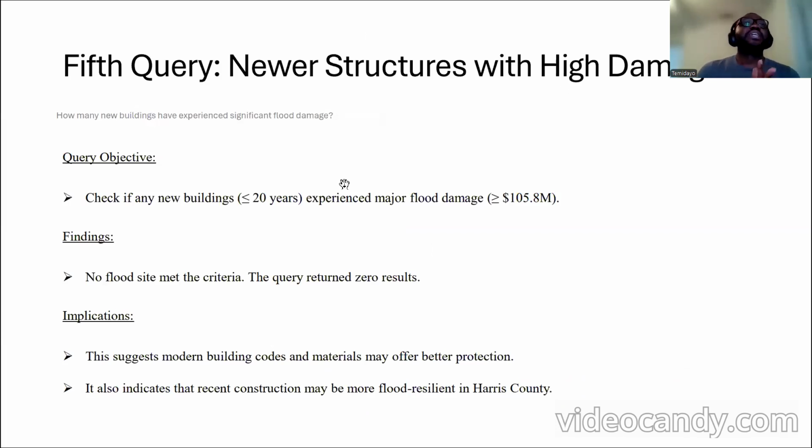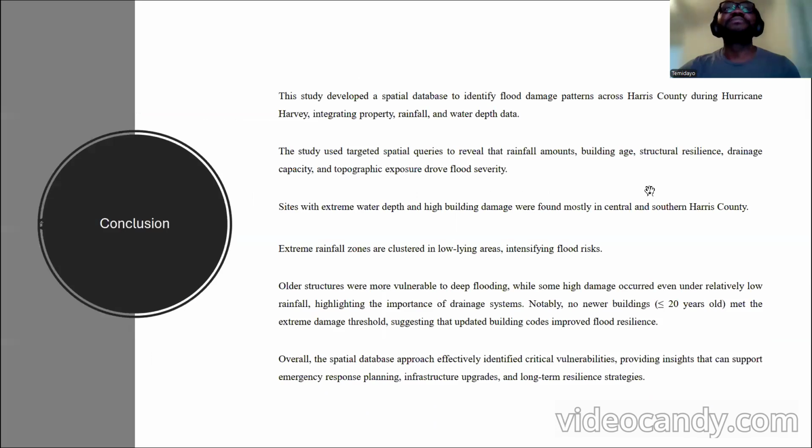And this is the fifth query, where the question is, how many new buildings have experienced significant flooding? And when we ran that query, we found out that there are no flood sites that met that criteria, and the query returned 0 results. That is very informative, because that suggests that modern building codes and materials may offer better protection. It also indicates that recent construction may be more flood resilient in Harris County. In other words, the new houses seem to have better building codes, for example, the new houses may have been raised from the floor, and that will mean flooding will have less effect on such buildings, and that's one of the reasons why this query returned 0 results.